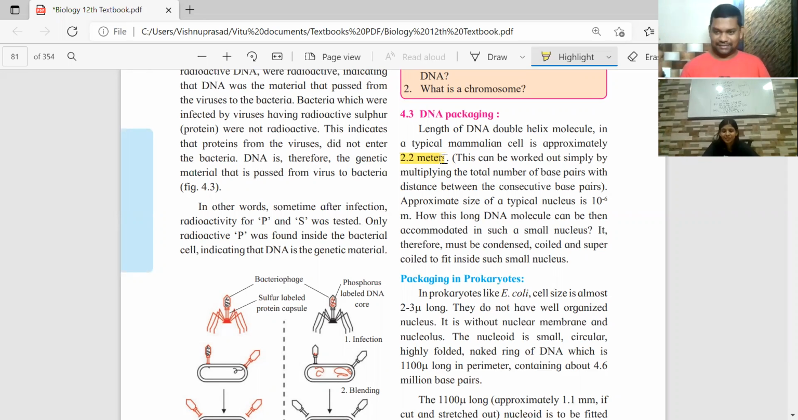इतना लंबा डीएनए कॉइल करके सेल के न्यूक्लियस के अंदर डालना है. Getting it? The approximate size of a nucleus, the cell's nucleus, is around 10 raised to minus 6 meters.